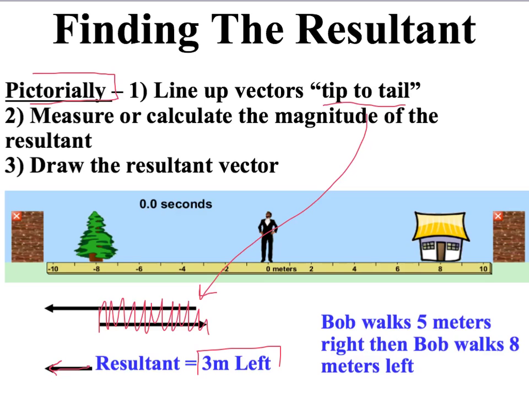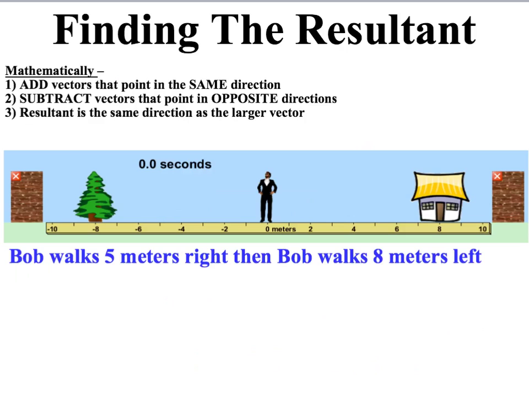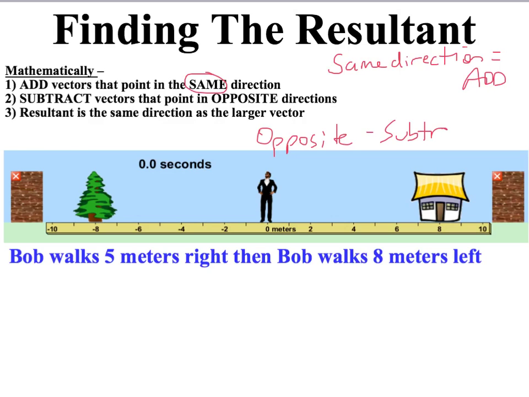Now another way you can find the resultant is with math. Let's check out that. So with math, what you would do is you'd add vectors that point in the same direction. So same direction, you want to add them. And vectors that are pointing in opposite directions, you want to subtract. And then how do you figure out which direction is the resultant? It's going to be the same direction as the larger vector if you have two vectors.